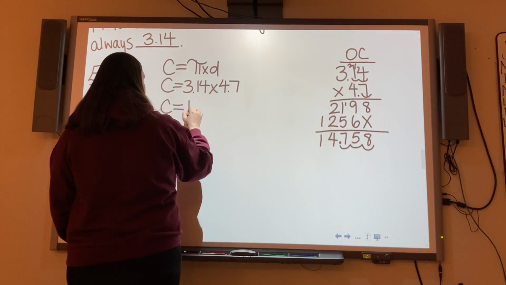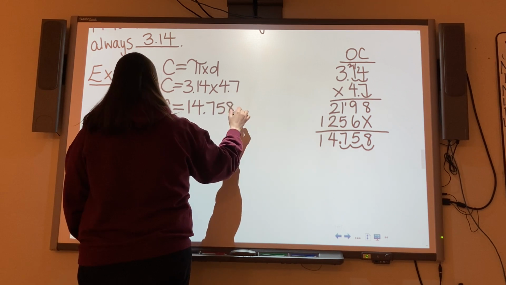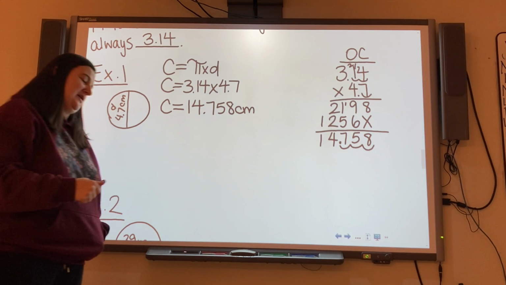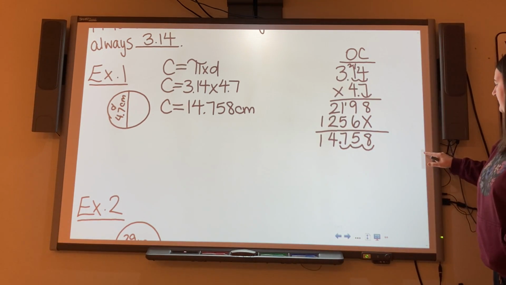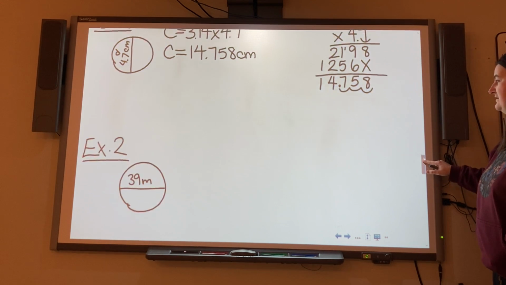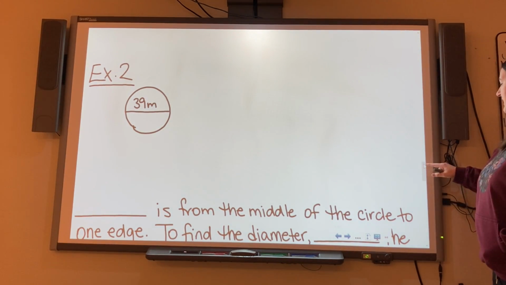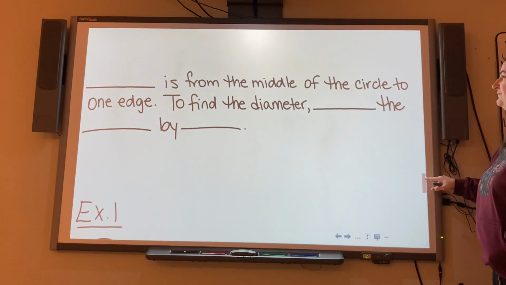Circumference equals 14.758 centimeters. Don't forget that unit of measurement, it's important. So you're going to need to do example number 2 yourself tonight. There's the diameters, it's all good. And then we'll correct that tomorrow. So turn the page.